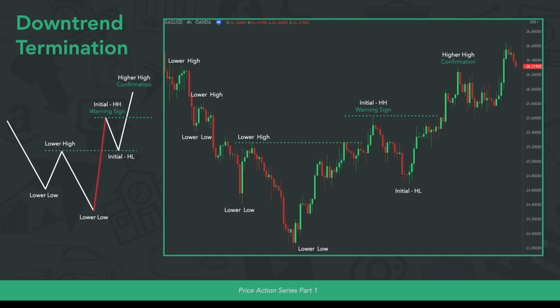Alright? So, we can assume na magkakaroon din tayo ng higher low and then higher high. Okay? So, higher high to.